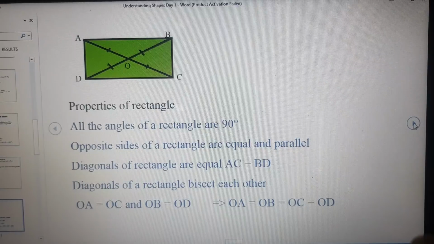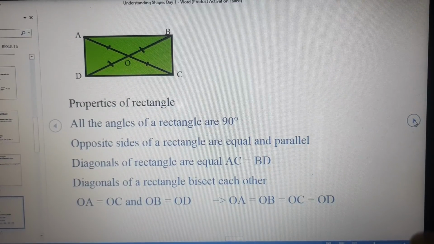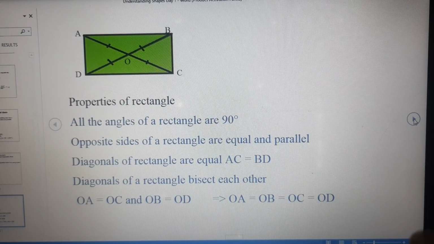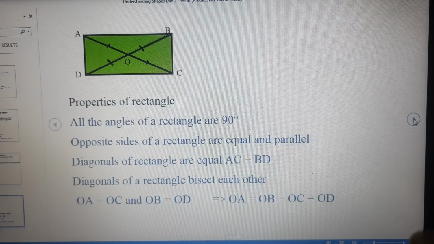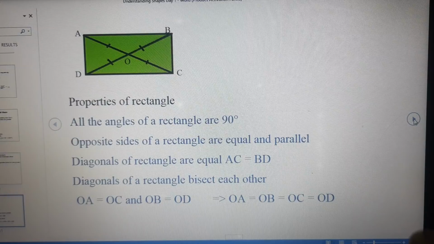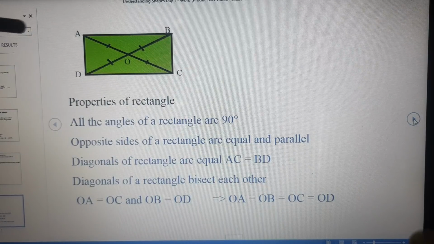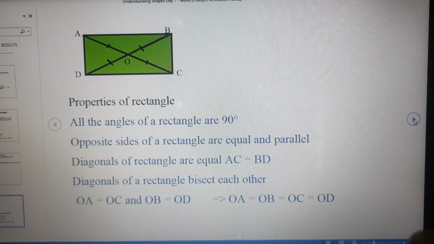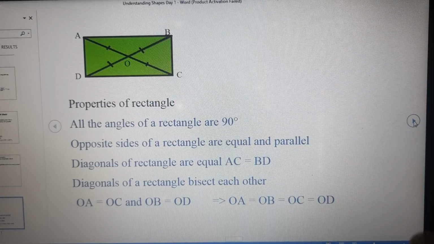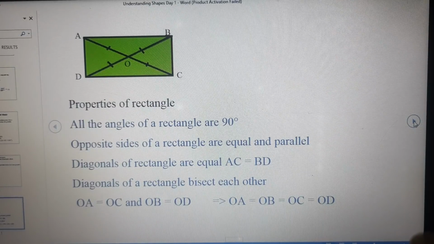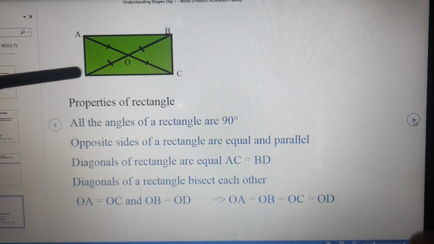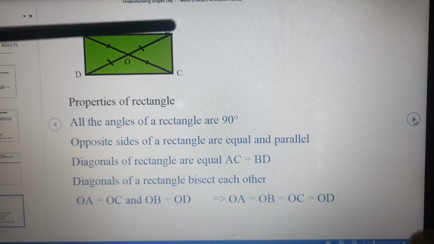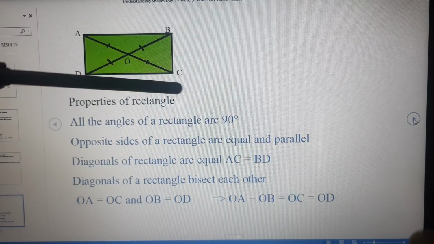Fine. Rectangle. As you know, opposite sides are parallel and equal to each other. And each angle is 90 degree, that you already know. Diagonals are equal. AC is equal to BD. Are you getting it? AC is equal to BD. And diagonals will bisect each other. Bisect each other means OD will be equal to OB, OA will be equal to OC.